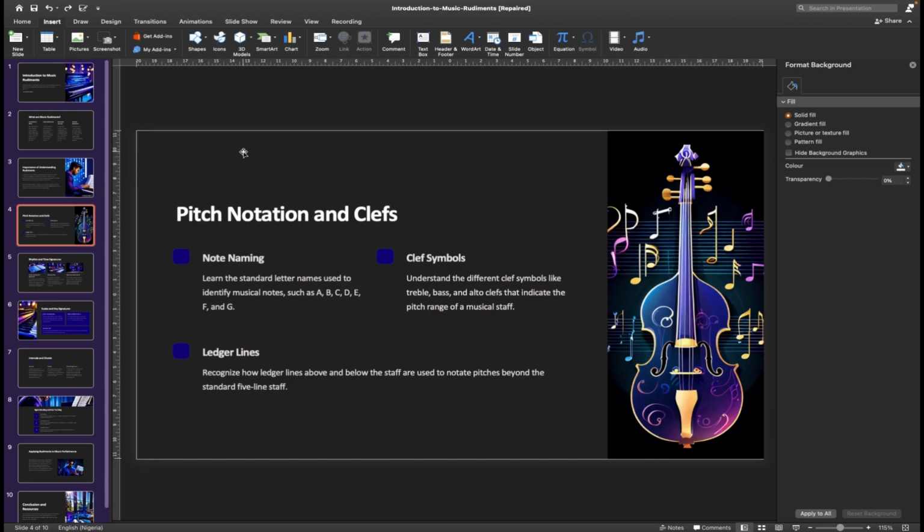So that is how the notes are represented on the staff. Please you need to understand that, because that is the basic foundation of what needs to be known.